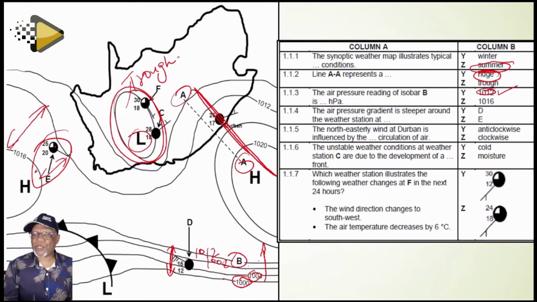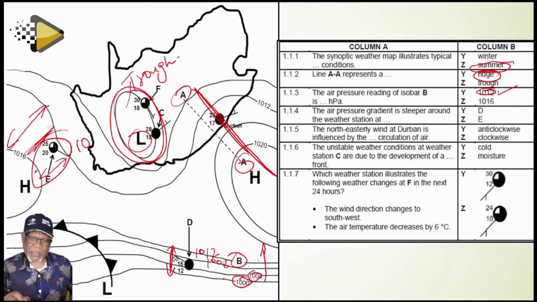Now let's answer this question. The air pressure gradient is steeper around the weather station at D, because the isobars are closer. Here the gradient will be gentle because the isobars are far from each other, which means the winds that will blow here will be weaker than the winds that will blow here. Let's see if it's true. Yes, look at the winds here. The wind speed here is 10 knots. But what is the wind speed here? This is 10, 20, and 25.